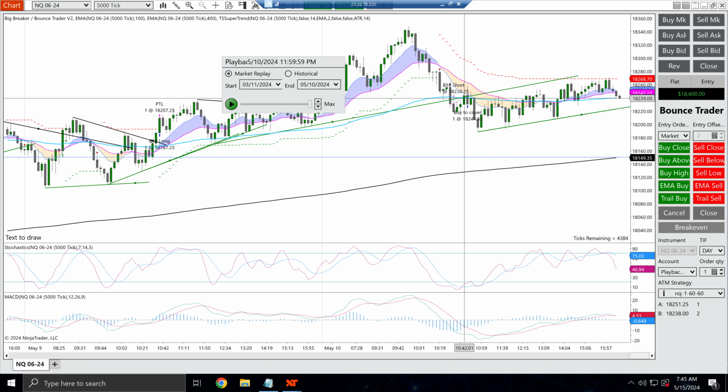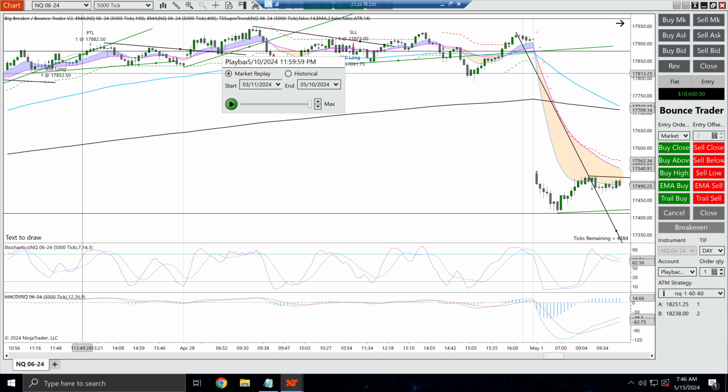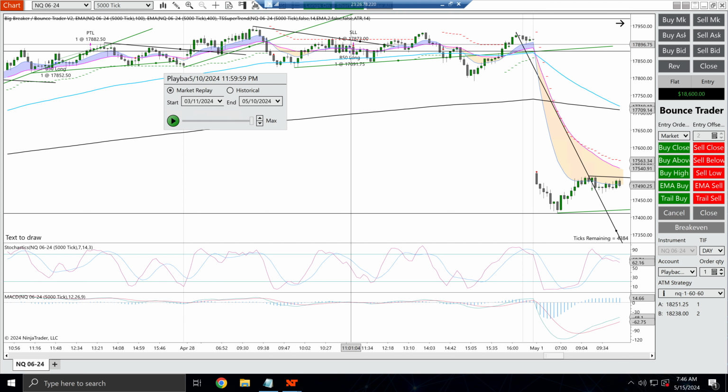This was big breaker long. There was a B30 long. This was B50 loss. I'll need to check into that.